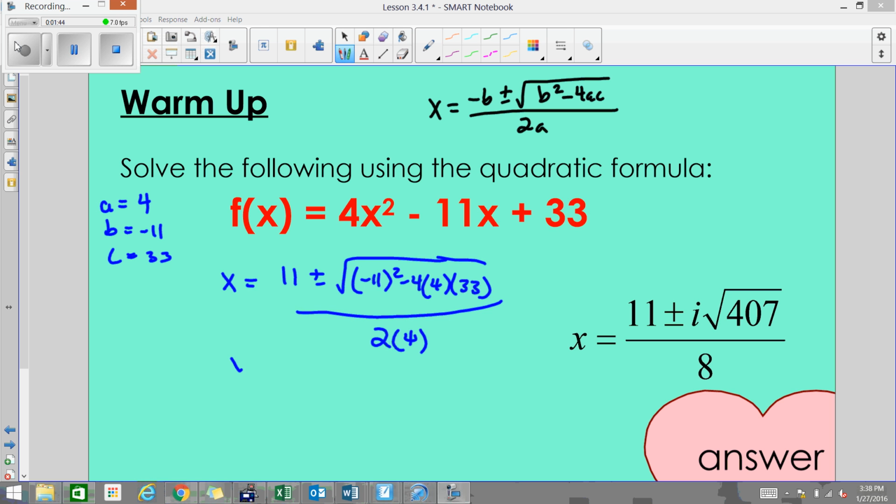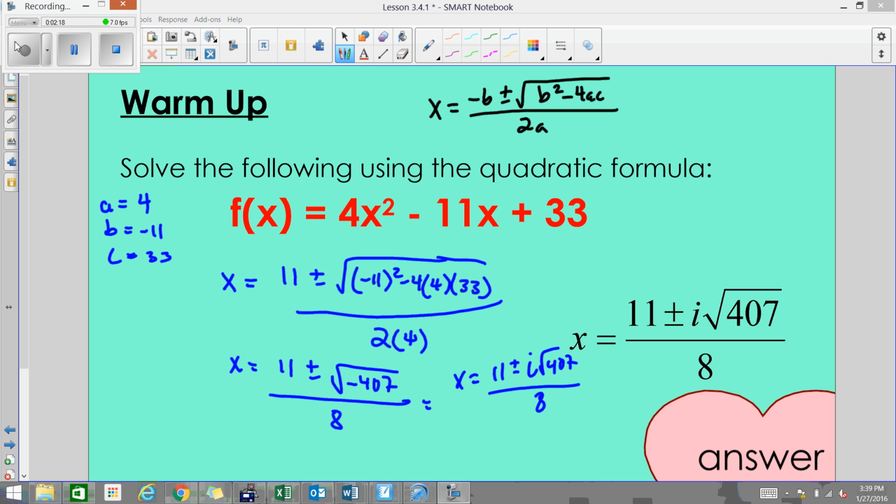Now all we're going to do is simplify two things. We're going to simplify underneath the square root into a number, and simplify 2 times 4, which is 8. Now you're just going to type this in, making sure you put the negative 11 squared inside parentheses, minus 4 times 33, and you should get negative 407. Now we want to simplify this a little further and simplify the negative inside the square root to be x equals 11 plus or minus i root 407 over 8.